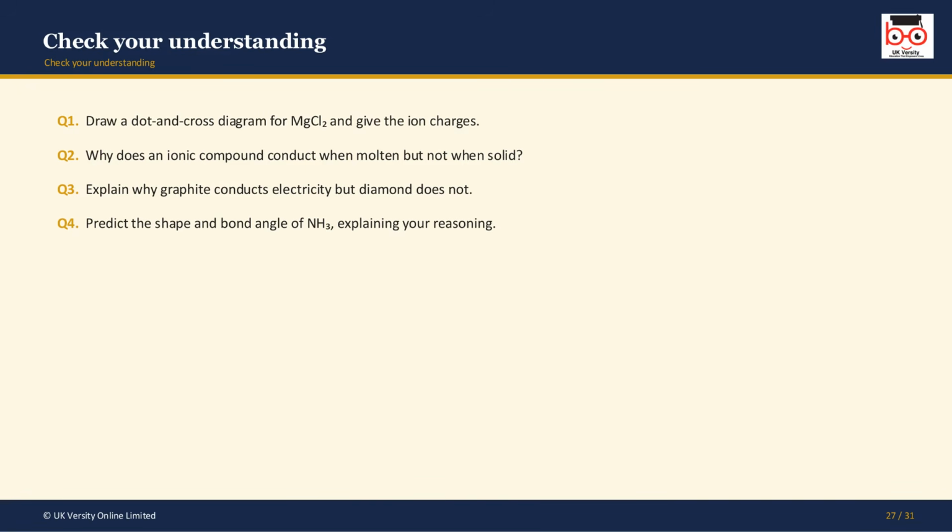First, draw a dot and cross diagram for magnesium chloride and give the ion charges. Second, why does an ionic compound conduct when molten but not when solid? Third, explain why graphite conducts electricity but diamond does not. And fourth, predict the shape and bond angle of ammonia, explaining your reasoning.